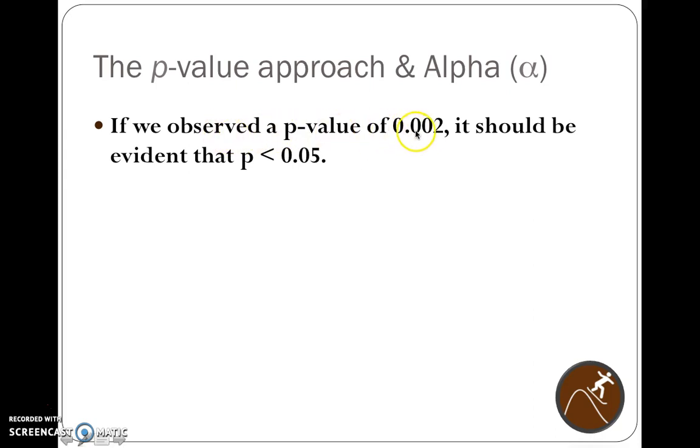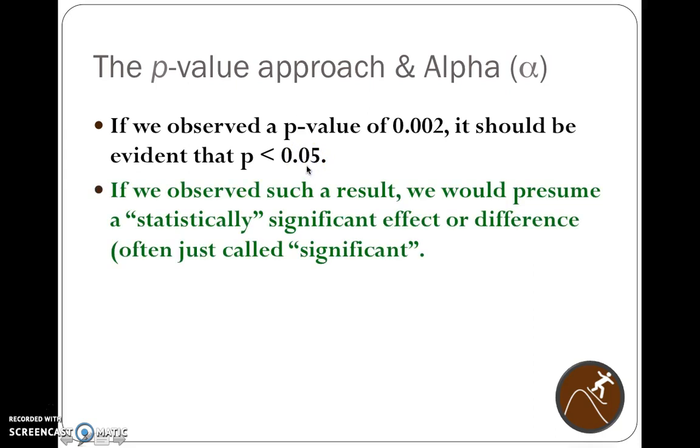Here, if we had a p-value of 0.02, we reject the null hypothesis that nothing's going on, and we have greater than 95% certainty that there is a true statistically significant effect or difference. If we observed a p-value of 0.002, since 0.002 is below our alpha level of 0.05, we would presume that this effect or this result is statistically significant. Some people will just call it a significant result or a significant effect or a significant interaction or a significant whatever it is that you're working with.